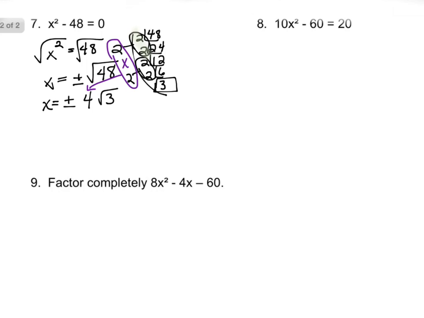Okay. Looking at 9, we're going back to factoring completely. This is going back to review. Okay, factor completely. GCF first. So your GCF is going to be a 4. So you end up with 4 times 2x squared minus x minus 15.